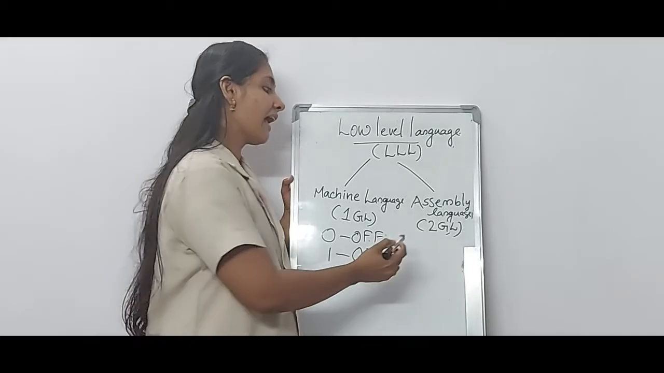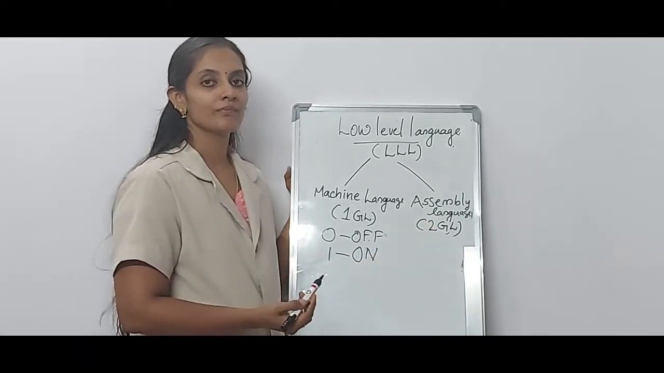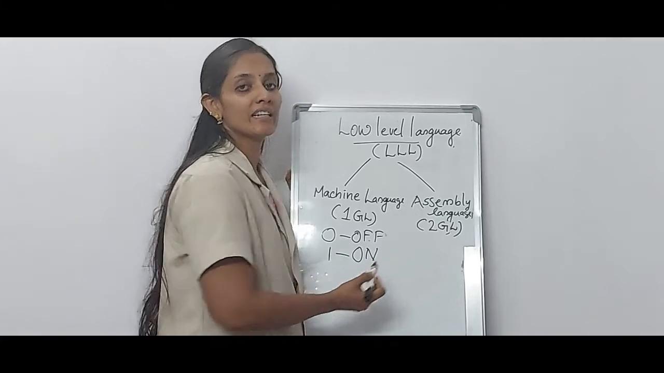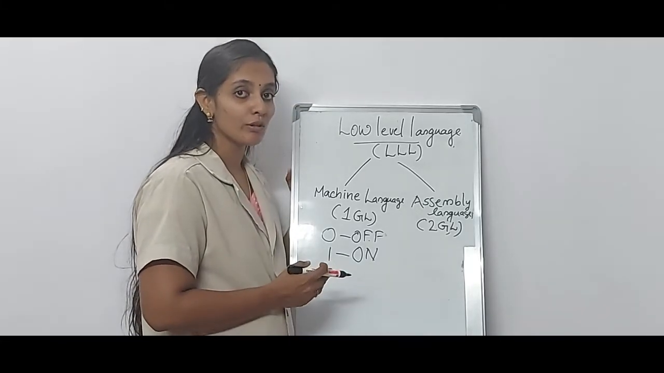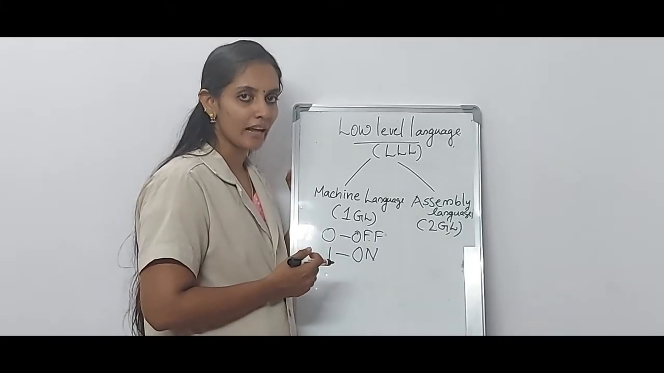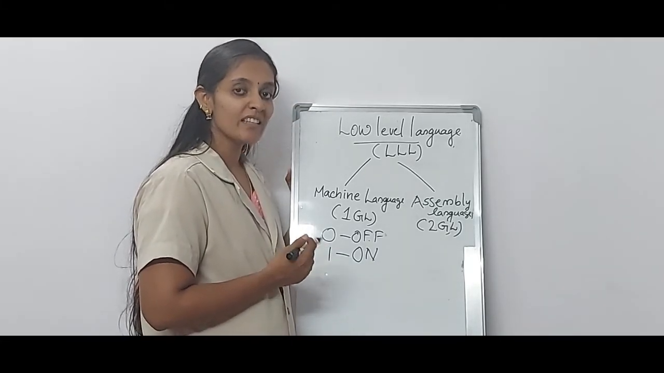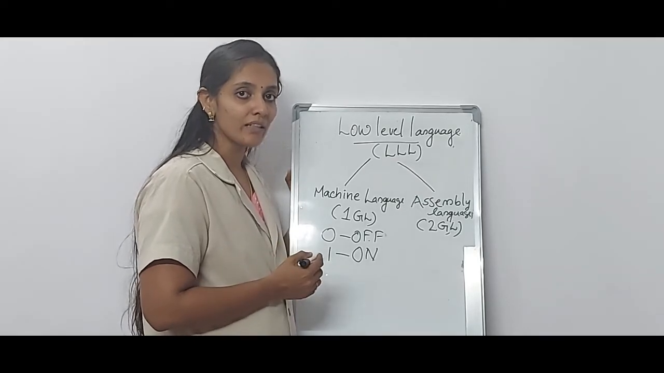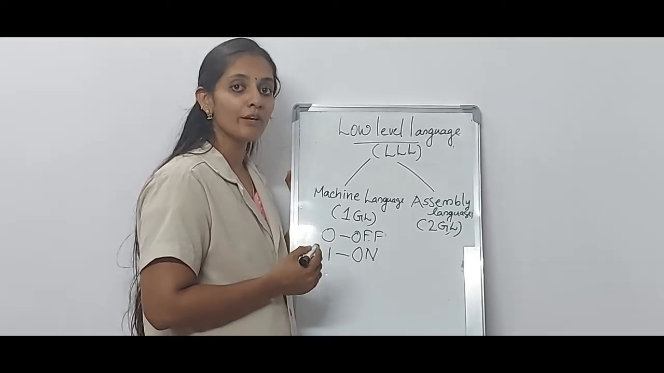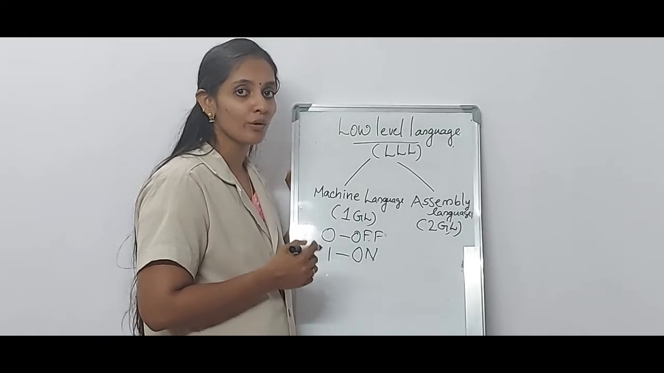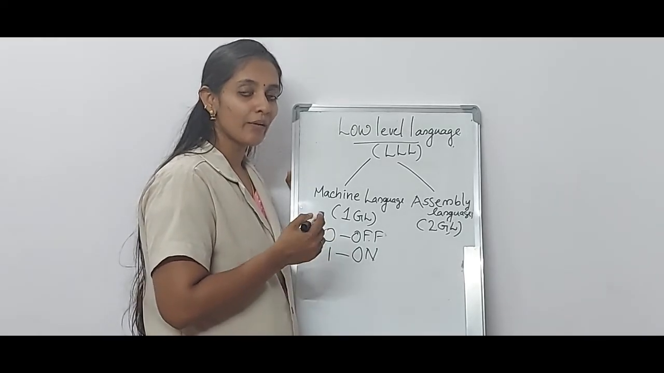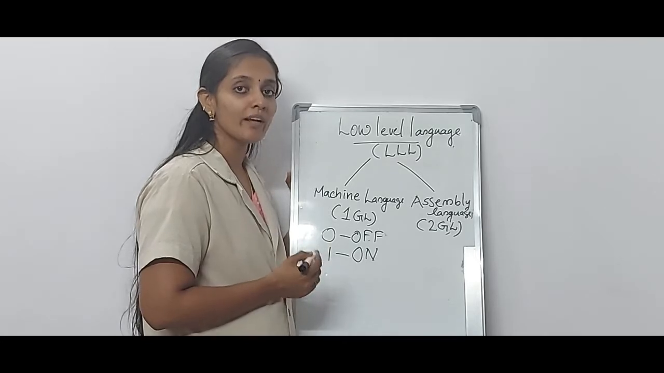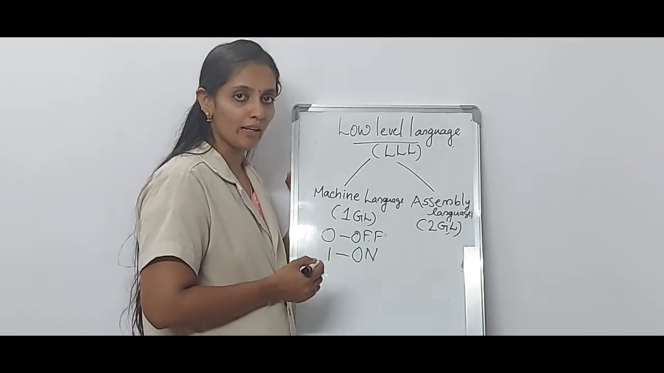The second one is assembly language. Assembly language is also called second generation language. Instead of zeros and ones, assembly language uses alphanumeric codes. These alphanumeric codes are called mnemonics.